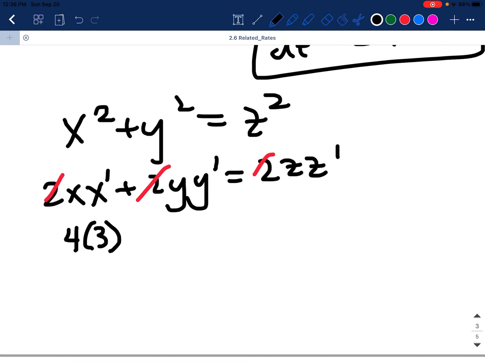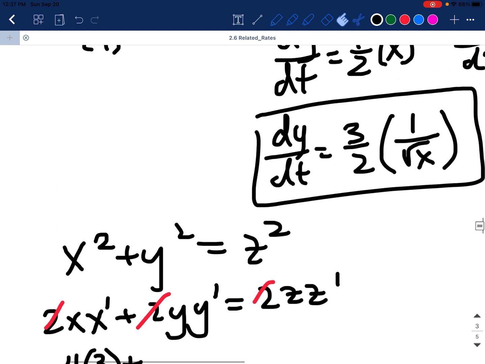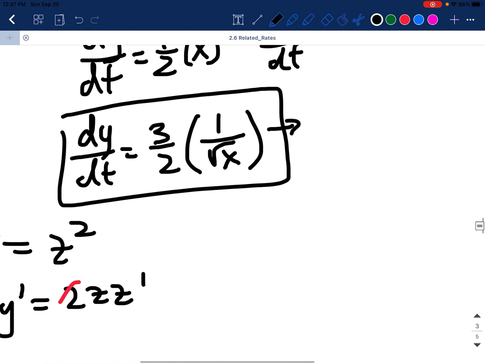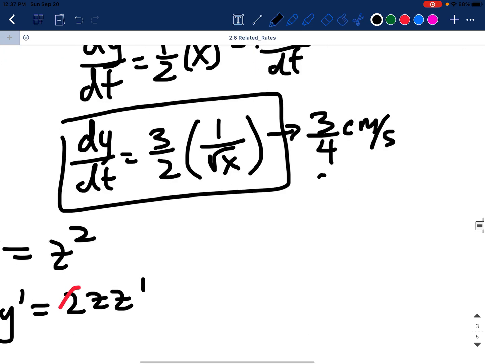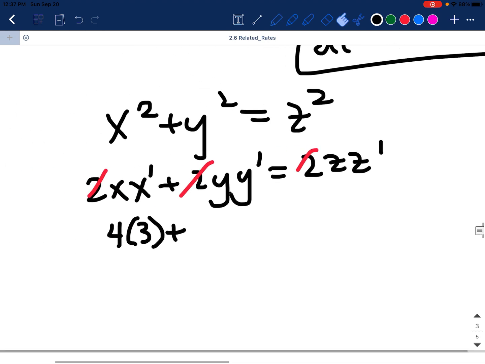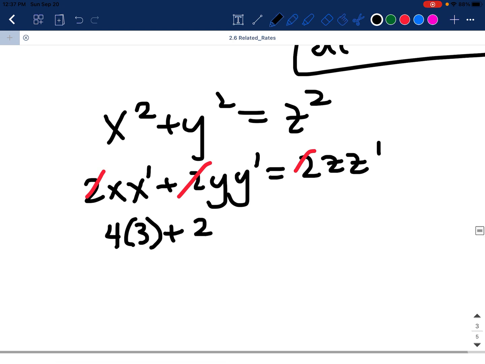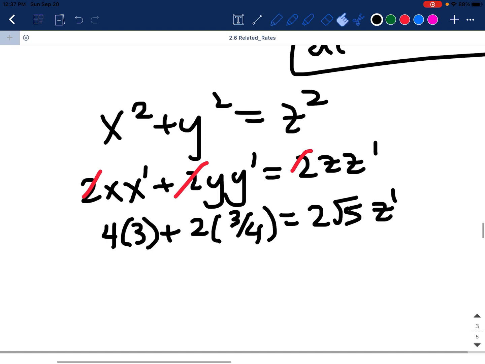So we'll have 4, x' is 3. Why don't we figure out dy/dt first? So at x equals 4, we'll get 3 over 2 times the square root of 4, so 3/4 centimeters per second. Yes, centimeters per second at x equals 4. So we can plug in 3/4. So we'll have 2 times 3/4 equals, and then 2 rad 5 times z'.